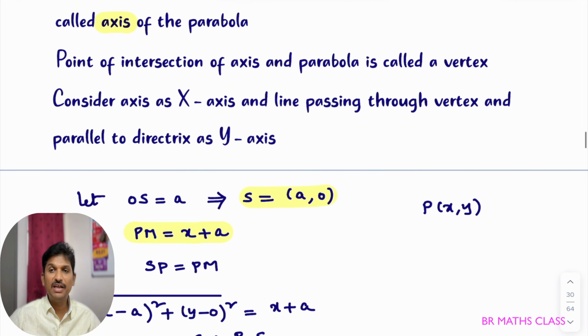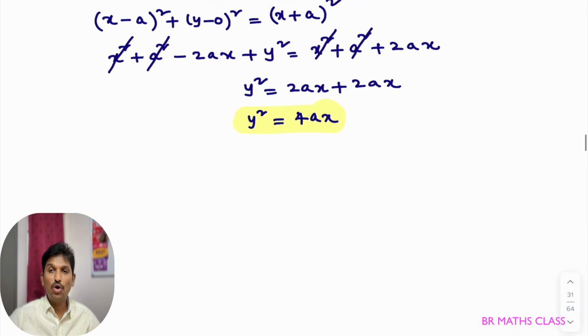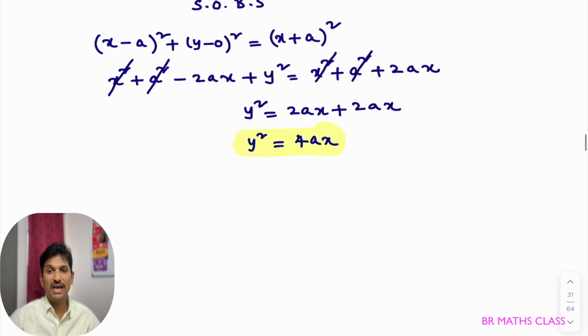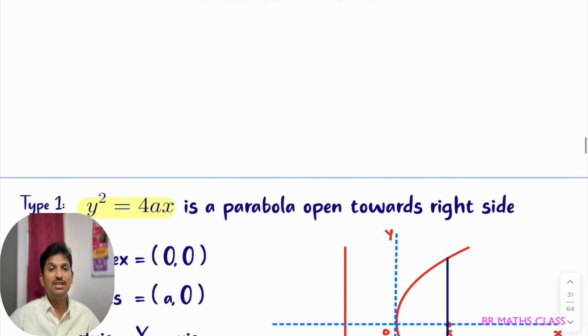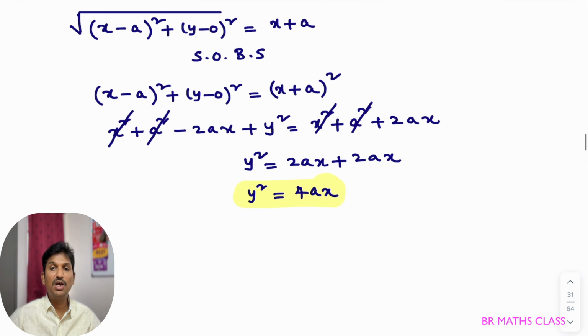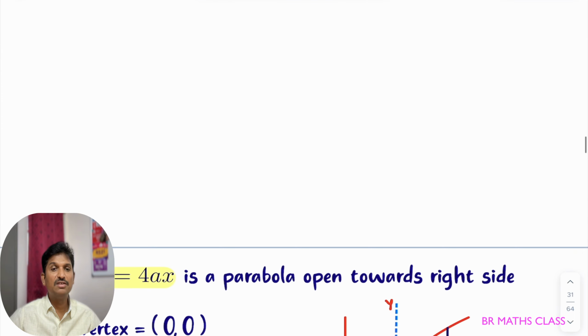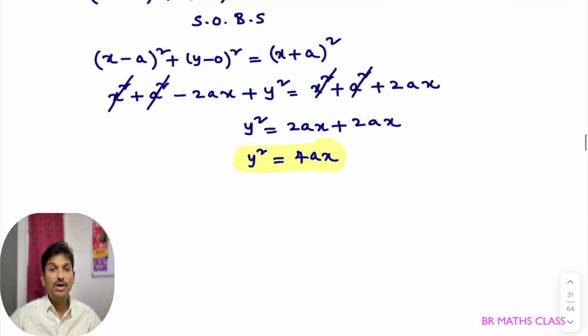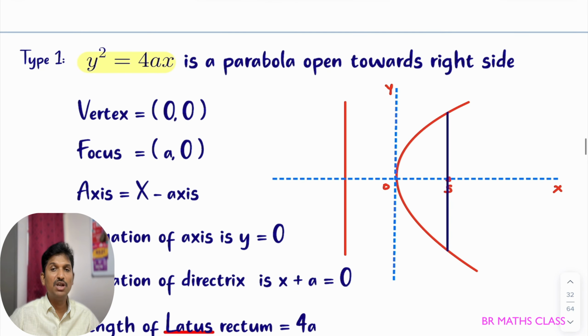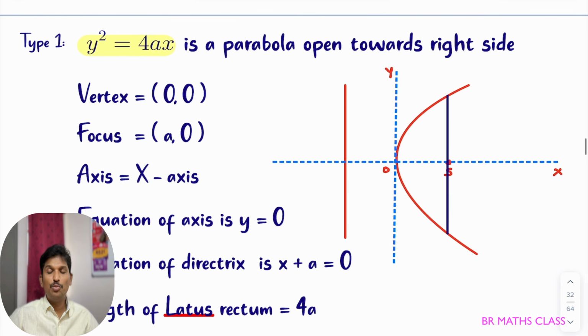Actually, what we learn in today's class: we learn definition of parabola and how we derive its equation. We learn what is focus of the parabola, what is vertex of the parabola, what is axis of the parabola, what is length of latus rectum. And we derived the equation of parabola in standard form. y square equal to 4ax is the equation of parabola in standard form. In our syllabus, total 4 types of parabolas are there. One is parabola open towards right side. Its equation is y square equal to 4ax.